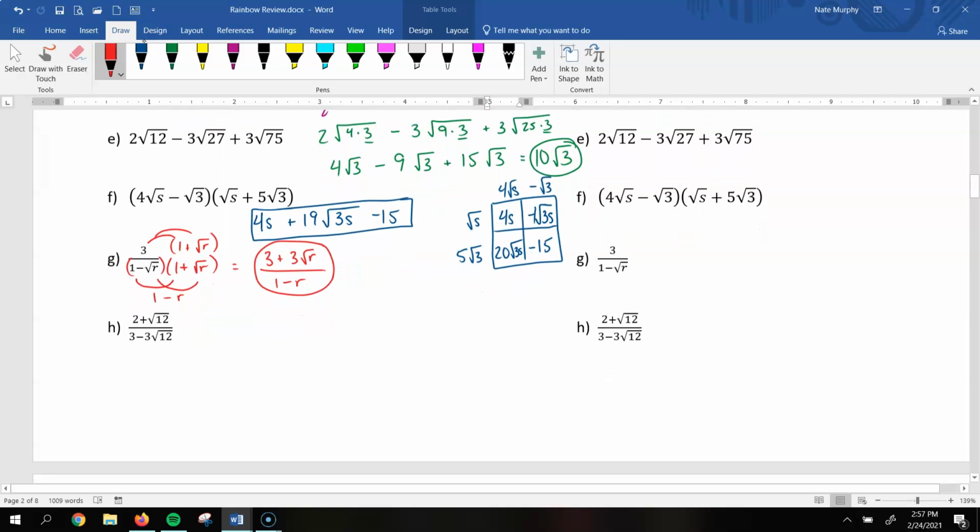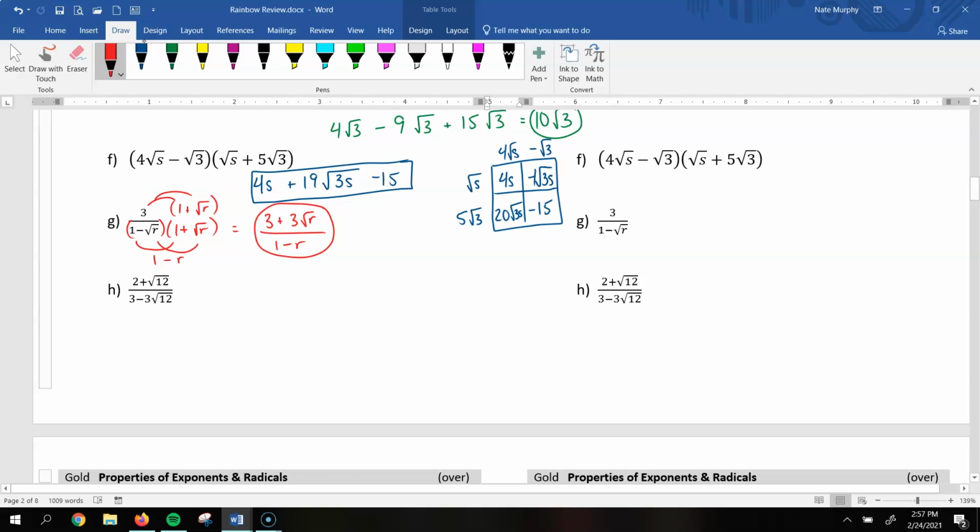Now letter H requires a little bit of extra work. There's a couple different ways we could do this one, but one way would just be to start by multiplying by the conjugate. Remember, the conjugate has the same values, just the opposite sign in between them. So just like the previous one, we're going to multiply these together.